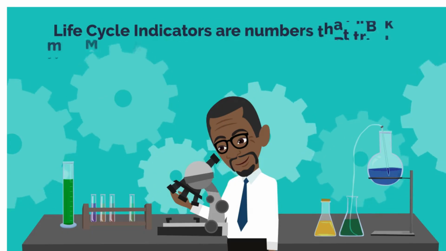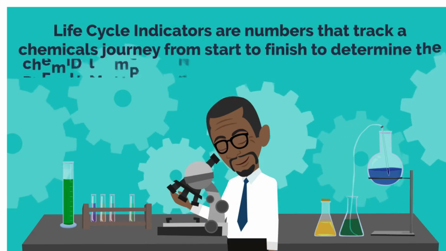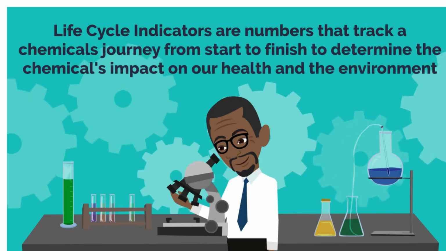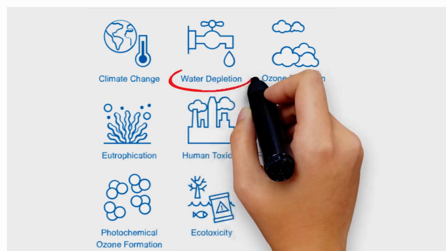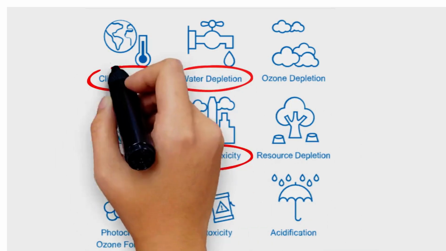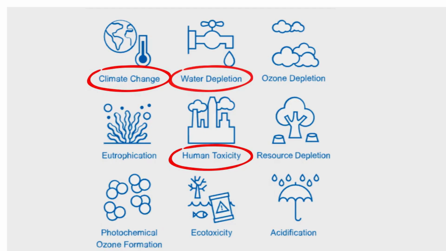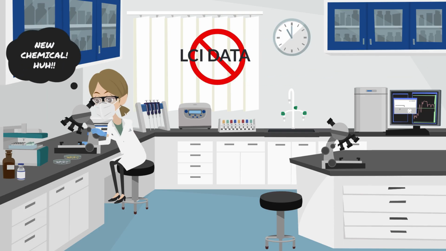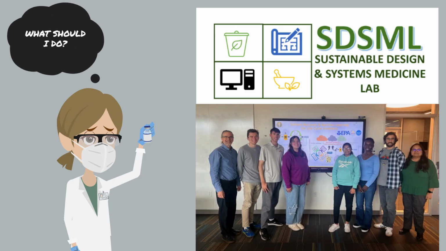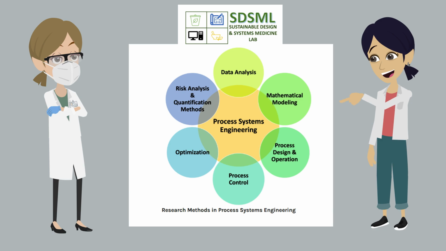What then can be used to quantify a new chemical's impact? Life cycle indicators are numbers that track a chemical's journey from start to finish to determine the chemical's impact on our health and the environment. Some examples of these indicators are water depletion, human toxicity, and climate change. So, how do we estimate the environmental impact of a brand new chemical? Our research group, Sustainable Design and System Medicine Lab, works on collecting LCI data for these new chemicals.